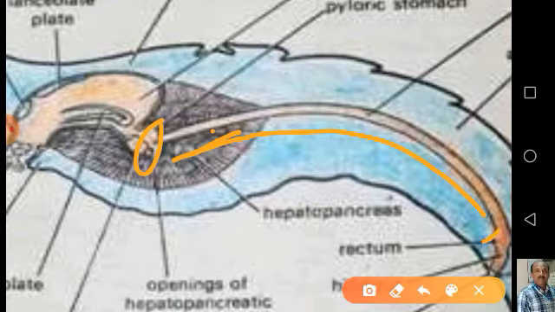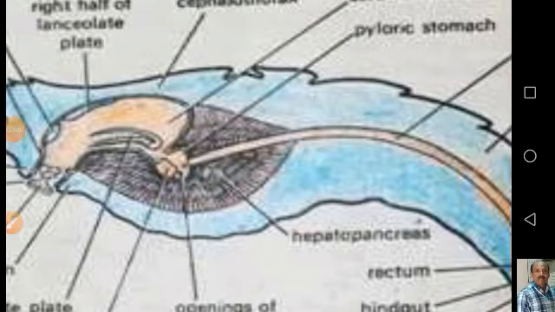Its inner lining, or internal lining, is an epithelium, which in the posterior part is thrown into many longitudinal folds, and these folds reduce the internal lumen of the midgut. So just now we have been discussing the midgut.